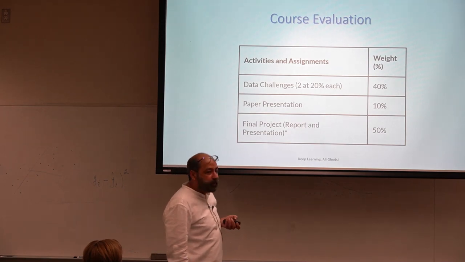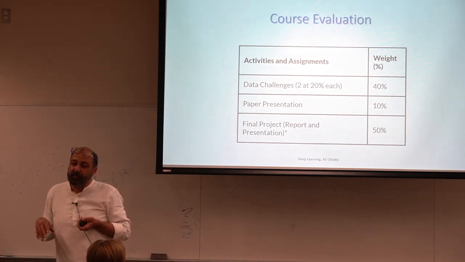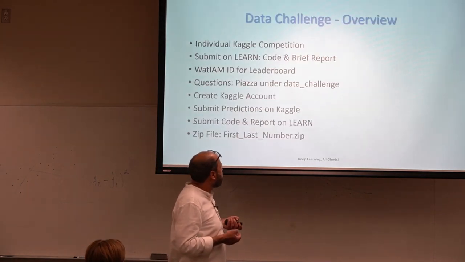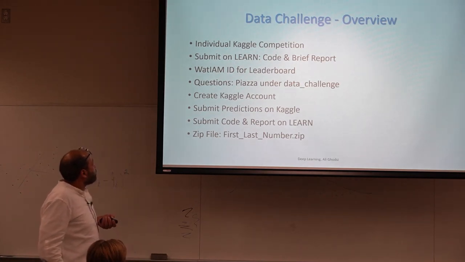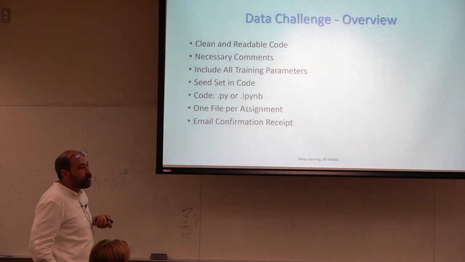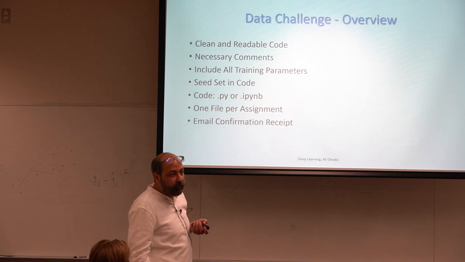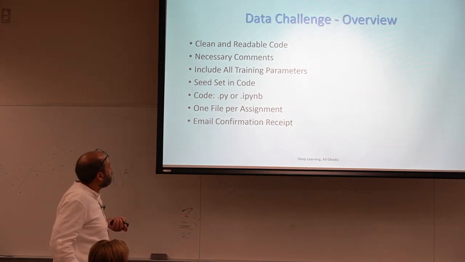And then you have the final project, which is a group project. Again, the details are on the web page. You form a group and you do a project for this course, which is 50%. The details of data challenges are on the web page: how to join Kaggle, how to make an account, how to choose your name for the leaderboard. Read those carefully.